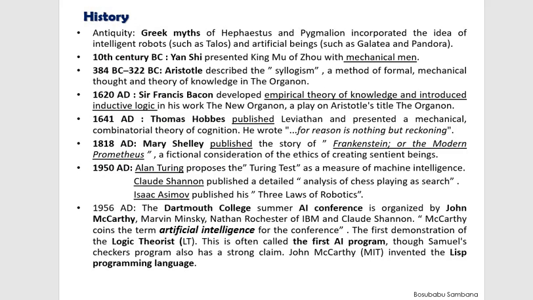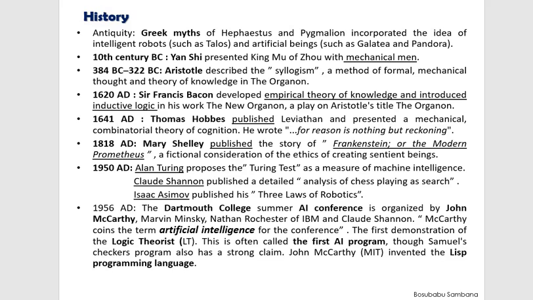Now, we know the basic history of artificial intelligence, but we will summarize it. What is history? Based on various researchers, in antiquity, the Greek myths of Epicurus and Pygmalion incorporated the basic idea of intelligent robots such as Talos and artificial beings such as Galatea and Pandora. According to researchers, in the 10th century BC, Yan Shi presented King Mu of Zhou with a mechanical man, generally known as a machine man.